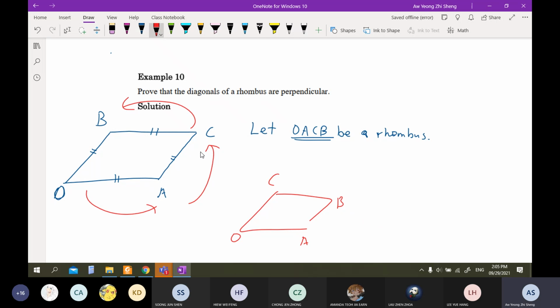What I mean by circular is that in the naming, in this particular yellow colored word, the vertices should be named in a circular order. The way I draw it, I intended it to be called OACB. I intended it to be called this way.